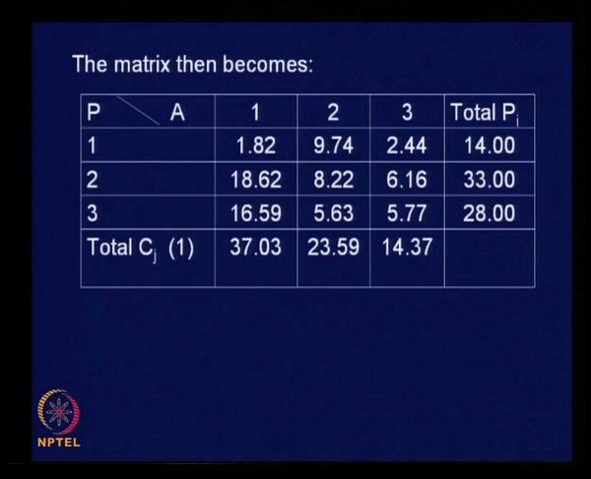These are the actual given values to us initially when we started applying the gravity model. There is no change in the PA values, whereas if you look at the total of the cell values along columns, we get values of 37.03 for zone 1, 23.59 for zone 2 and 14.37 for zone 3. What were the actual values of attraction for zones 1, 2 and 3?